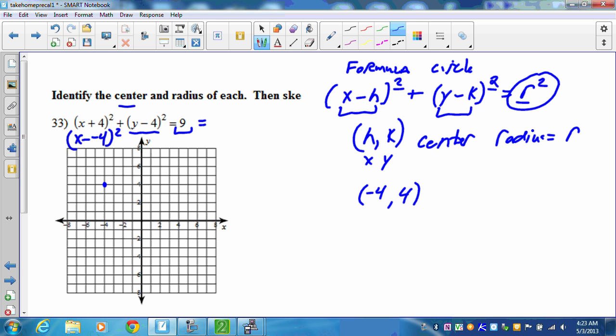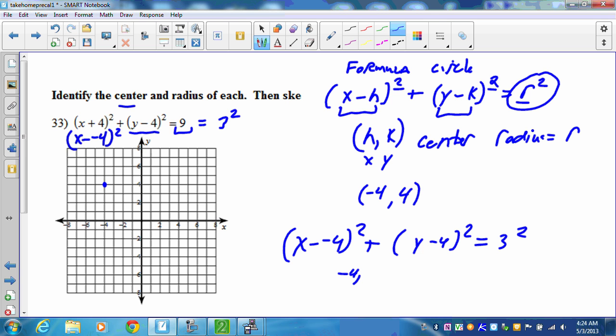So we can rewrite it 3 squared. So now our formula would match up perfectly. It would look like this: x minus a negative 4 squared plus y minus 4 squared equals 3 squared. So we get negative 4 and 4 for the center, and we get the radius is equal to 3.